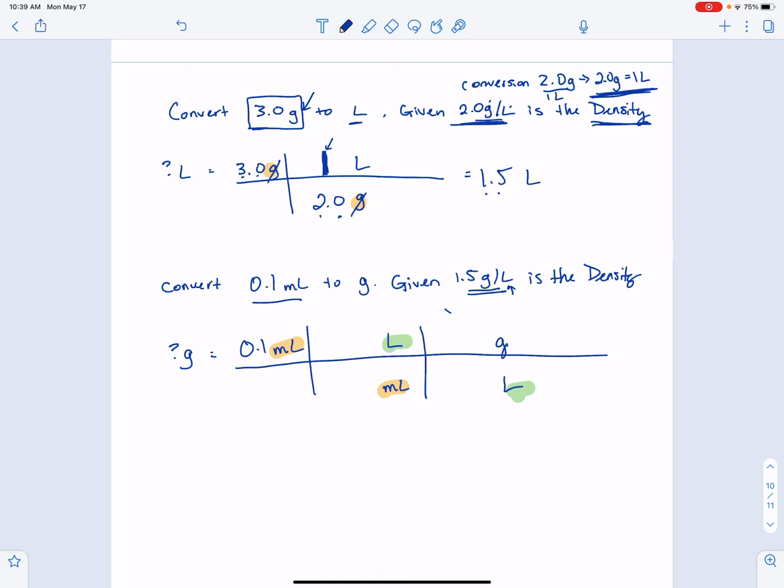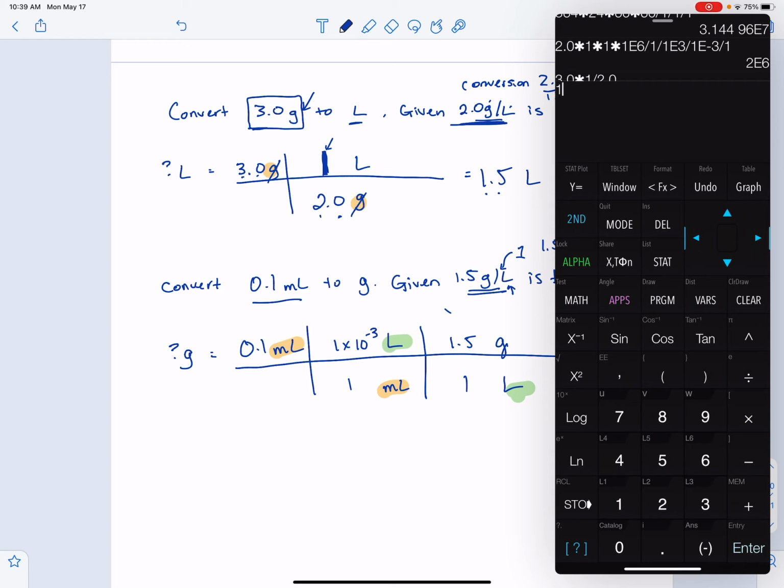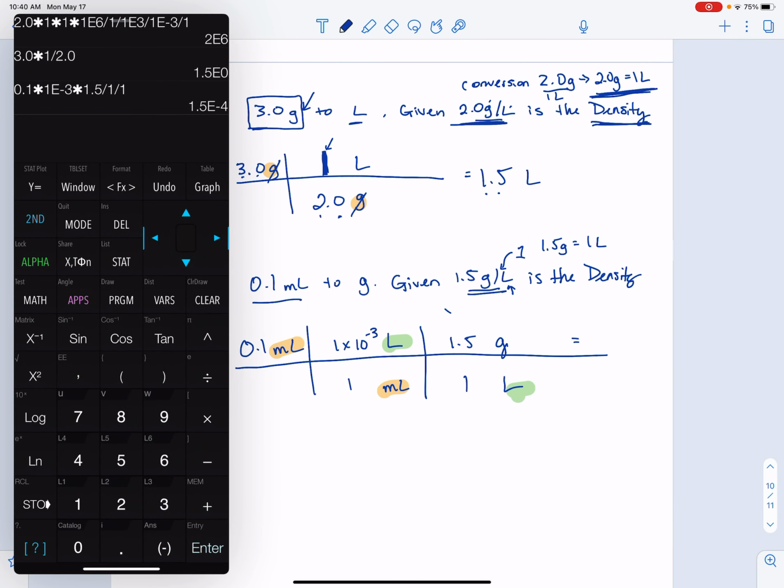That gets the 1, and that's 1 times 10 to the minus 3. And then here 1.5, and remember when there's not a number on the bottom but there's a unit, we just say that that's the same thing as 1. It's like saying 1.5 grams is equal to 1 liter. And then I just have to throw that in: 1 times 1 e to the negative 3 times 1.5 divided by 1 divided by 1. So I end up with 1.5 times 10 to the minus 4.